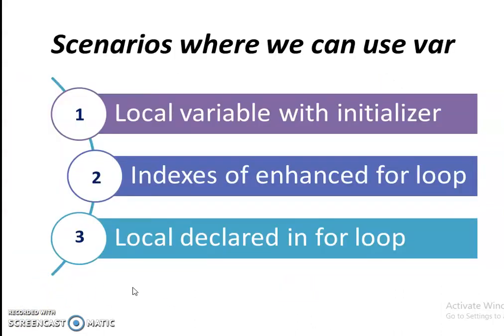There are some scenarios where we can use the var keyword. We can use the var keyword with a local variable with initializer. We can use the var keyword with indexes of enhanced for loop. We can use the var keyword with locals declared in for loop. Now let's see each case one by one.